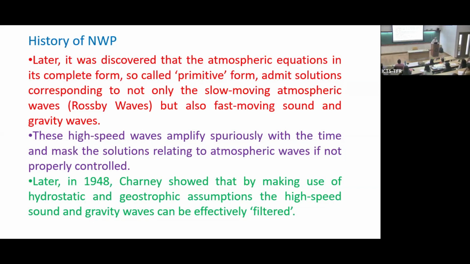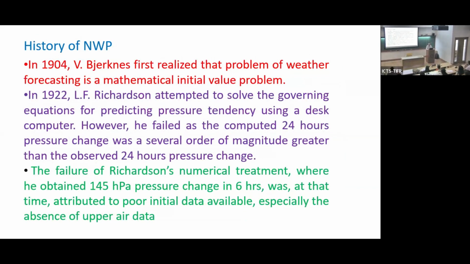Later it was discovered that the atmospheric equation... Initially, when Richardson got this value, people all attributed it to the poor initial data, because practically no data was available. Everyone was convinced that without the proper prescription of the initial state of the atmosphere, obviously you're going to have very wrong results as far as the forecasting of the future state of the atmosphere is concerned. So everybody attributed the disappointing results of Richardson to the fact that very little data was available for him to use, because the upper air data was not available.